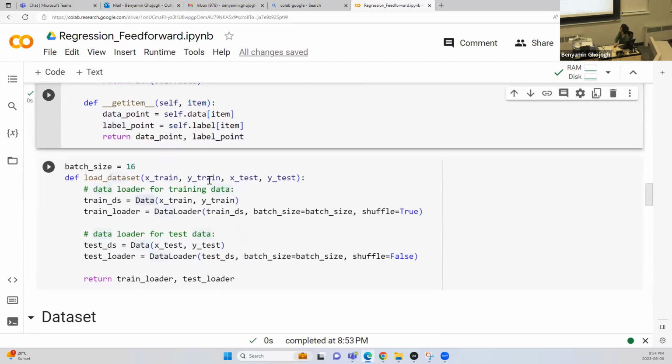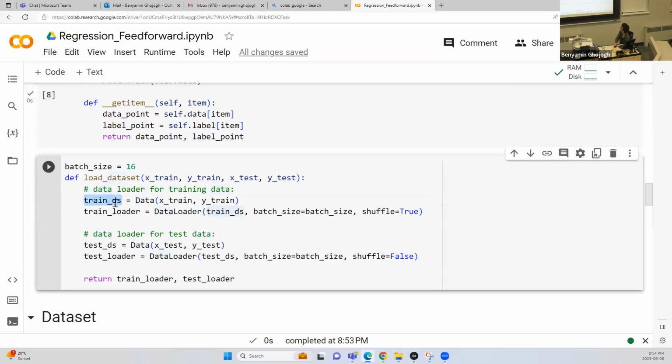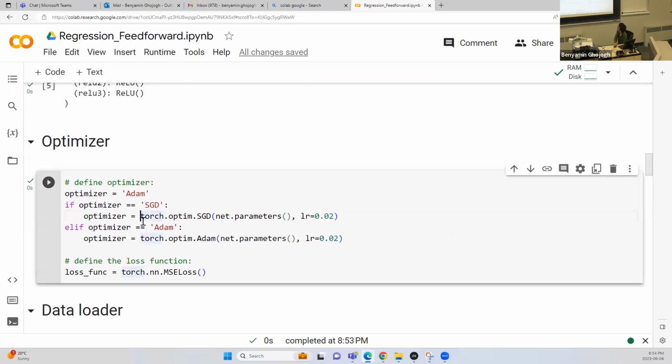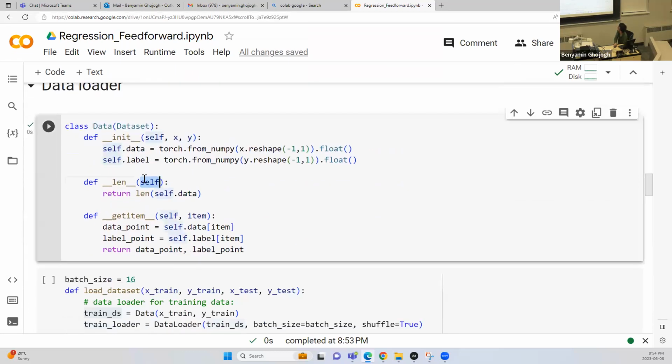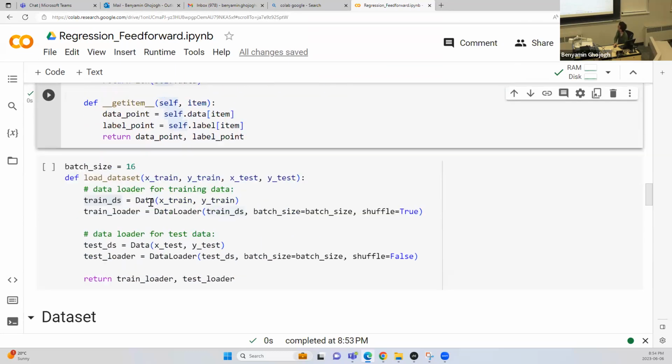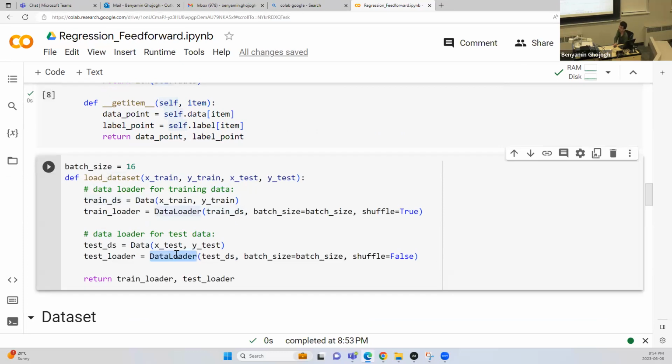So I have X train, Y train, X test, and Y test. I give it to data. I have train DS. I think DS stands for data structure. It's my name, doesn't matter. Then DS is an object of this class. Okay, so I'm passing this to the data loader.